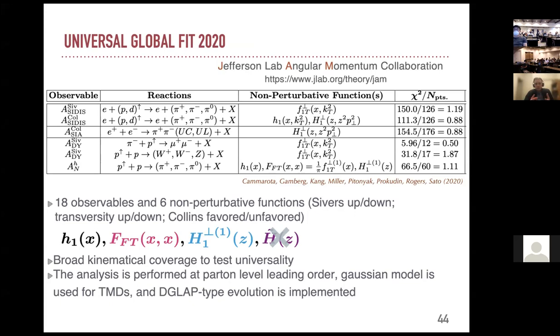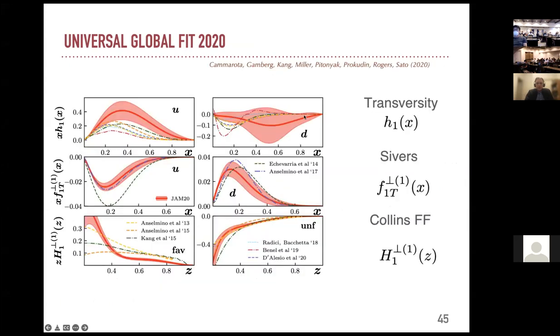And the analysis was performed at the Monte Carlo level in order to see whether we can describe things with a universal set. A lot of observables, a lot of different experiments, one would think, how many functions do you need to introduce? It turns out that three types of functions only. And it's transversity for up and down quark, they're here. For up quark it's positive, for down quark it's negative.